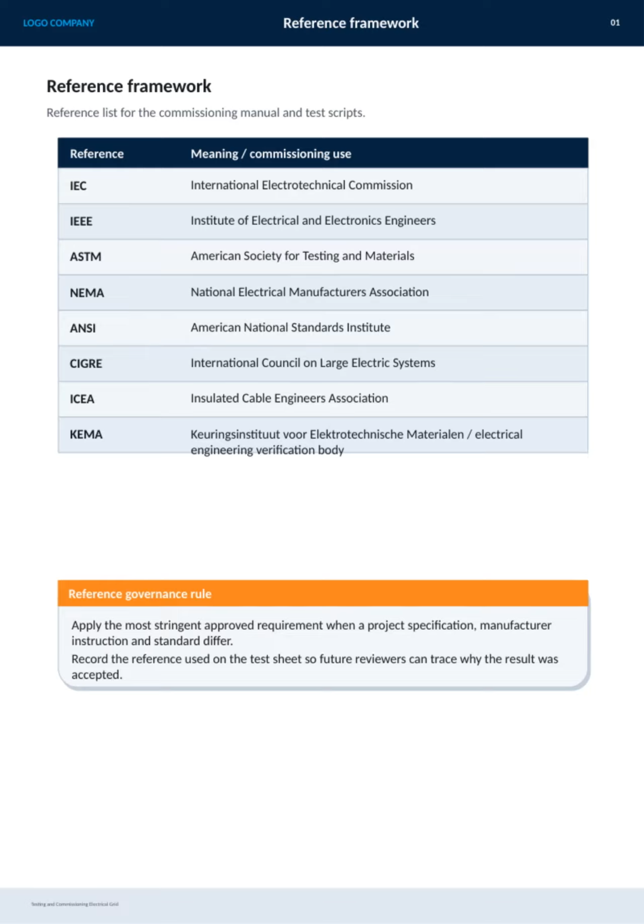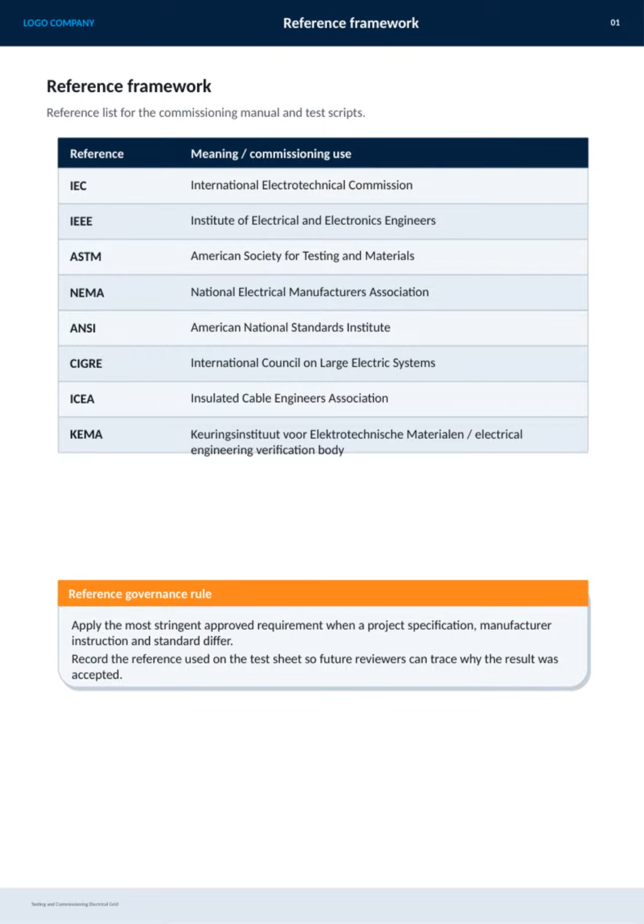On this slide, we focus on the reference framework for testing and commissioning electrical grids. This serves as a foundational guide to ensure consistency and reliability in our processes. We rely on several key standards organizations, including IEC, the International Electrotechnical Commission, and IEEE, which is the Institute of Electrical and Electronics Engineers. Additionally, ASTM and NEMA provide important materials and manufacturing standards, while ANSI oversees national standards in the U.S.